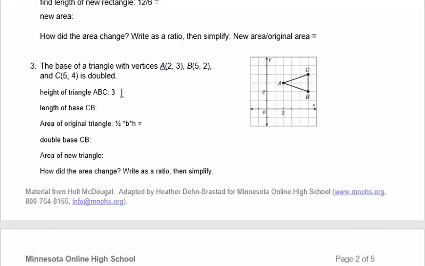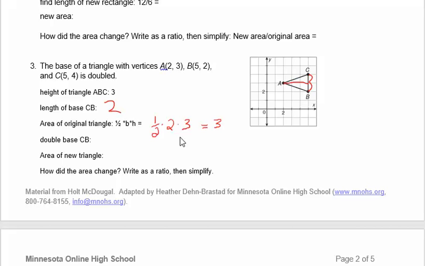So in number 3, the height of the triangle is given as 3. Now we could find that, if it wasn't already marked, by just using the height of the triangle right here, and that's 1, 2, 3 units. The length of base CB is 1, 2. So the length of the base is 2. The area of the original triangle is found by using the formula 1/2 base times height. When you calculate that out, you're going to get that the area is equal to 3, because 1/2 of 2 is 1, 1 times 3 is 3.